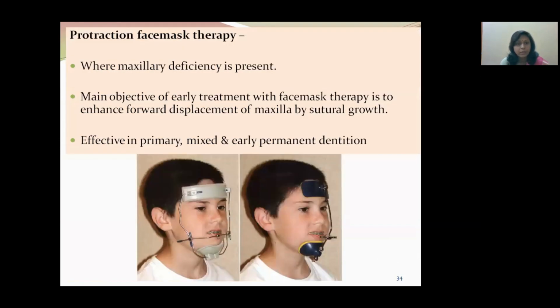Next was the protraction face mask therapy. As I mentioned, it is used in cases where the class 3 or skeletal anterior crossbite is due to a problem in the maxilla, that is maxillary retrognathism. So we aim to protract the maxilla in a forward direction with the help of these face masks. The main objective of early treatment with a face mask is to enhance forward displacement of the maxilla by sutural growth, and it is effective in primary, mixed and early permanent dentition.